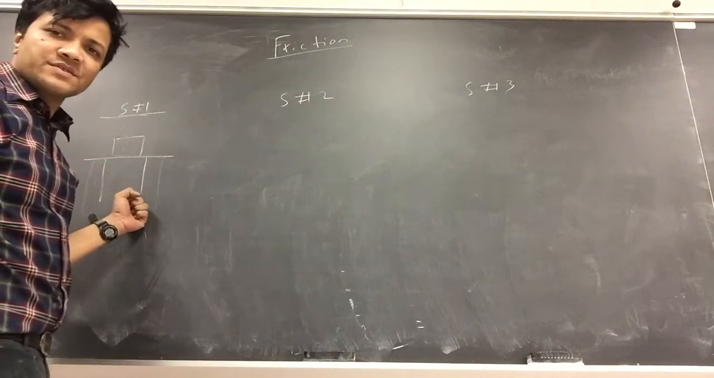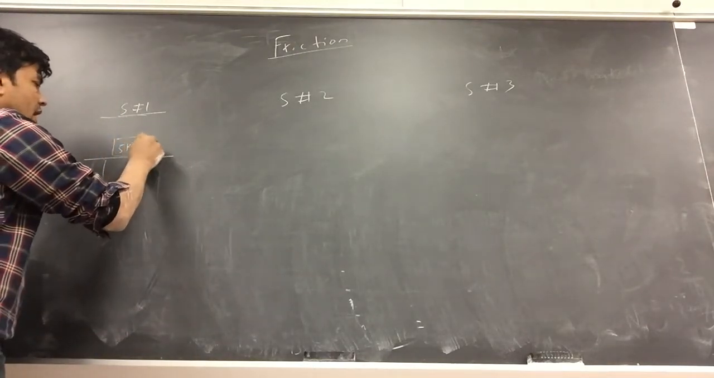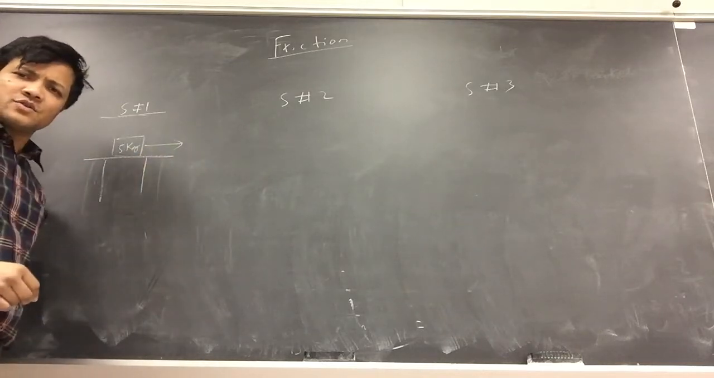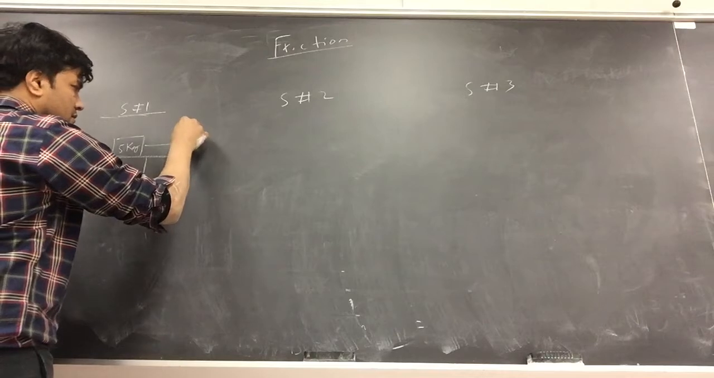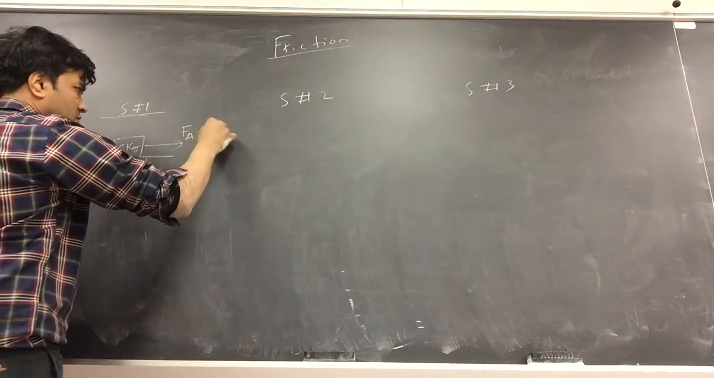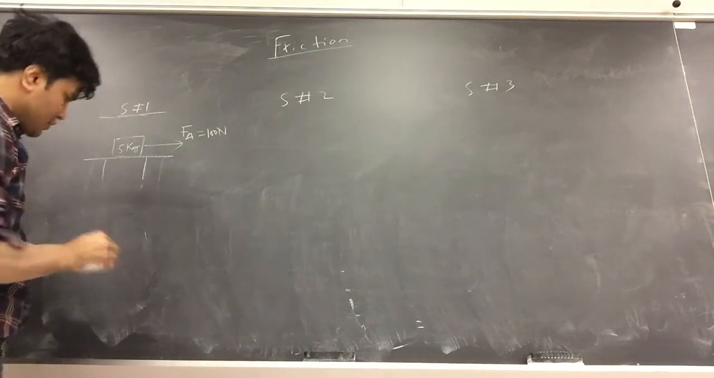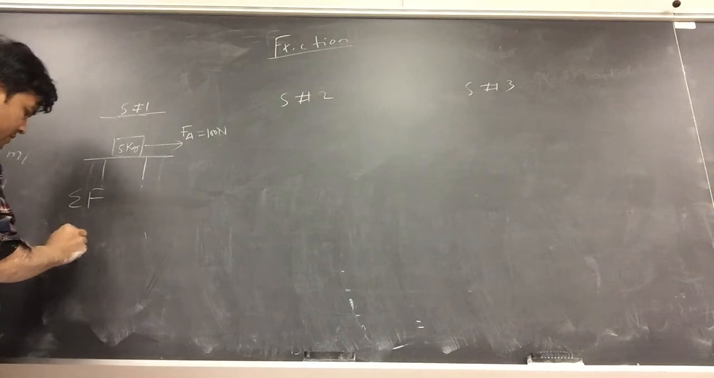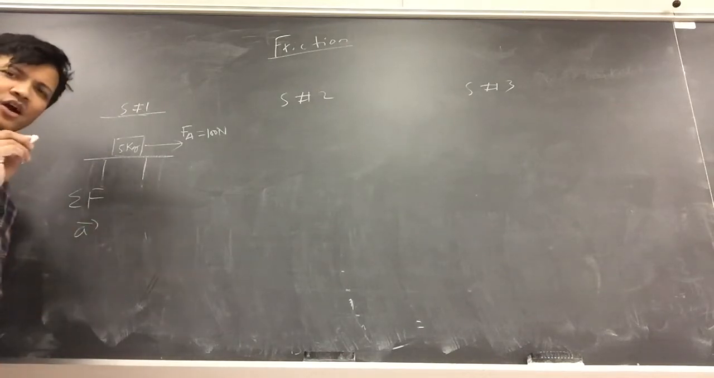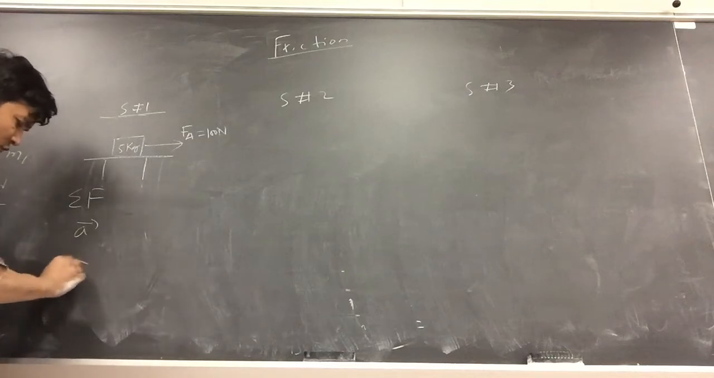So this is a nice scenario. The box is 5 kilogram, and Joseph is applying 100 Newton. I want you to find the net force. I also want you to find the acceleration. I also want you to draw the force diagram.